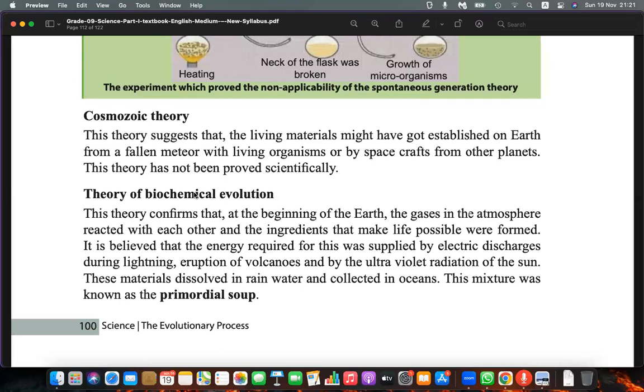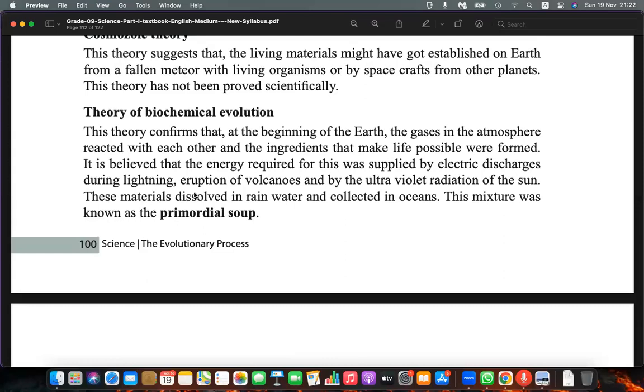The cosmozoic theory has not been scientifically proved. The super power theory is also not scientifically proved. The spontaneous theory has been scientifically disproved. Then there is biochemical evolution, which is somewhat accepted. This theory confirms that at the beginning of the earth, gases in the atmosphere reacted with each other and the ingredients that make life possible were formed.